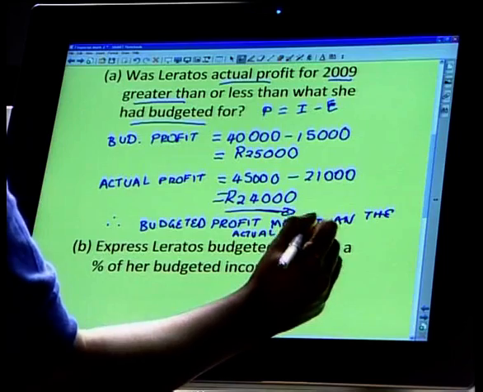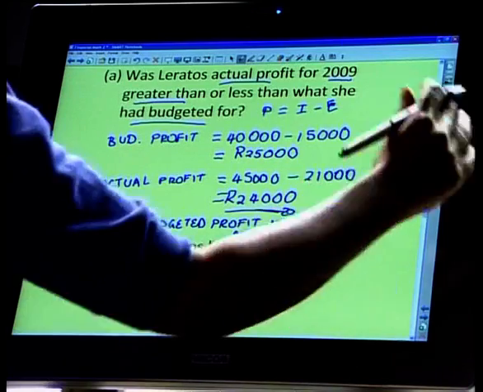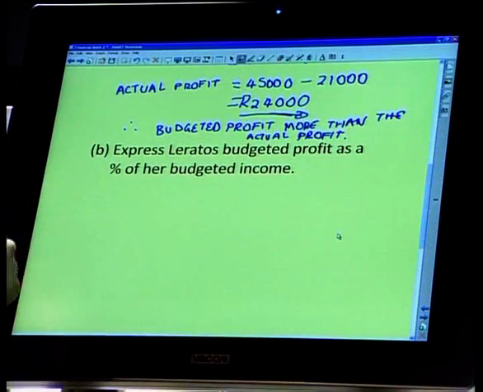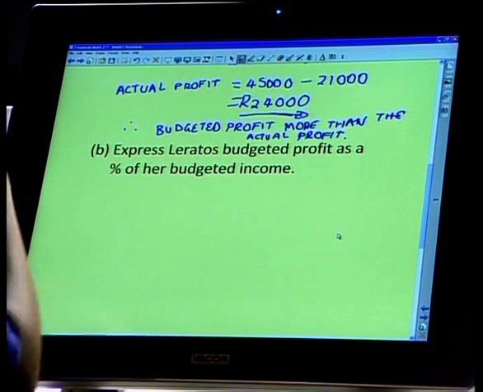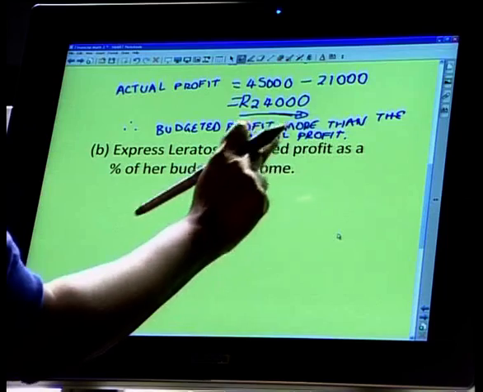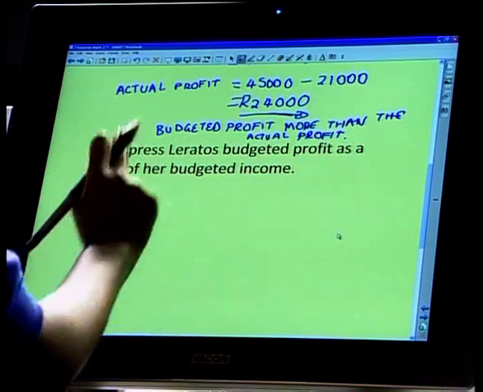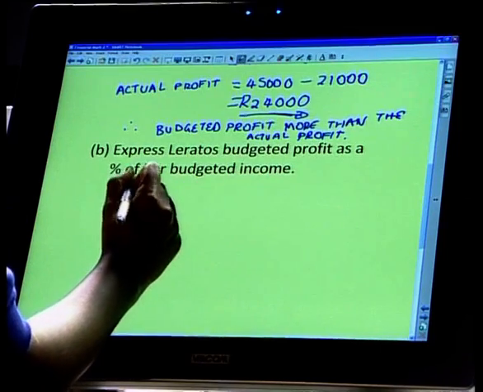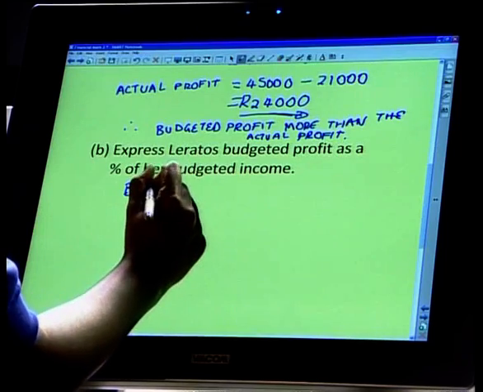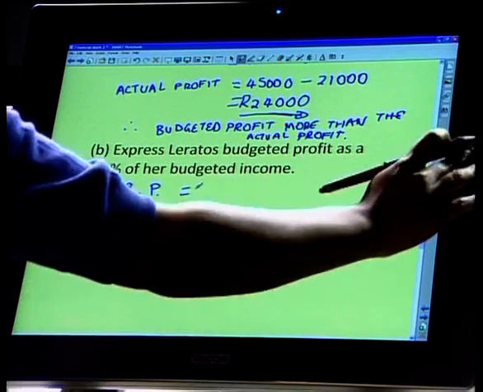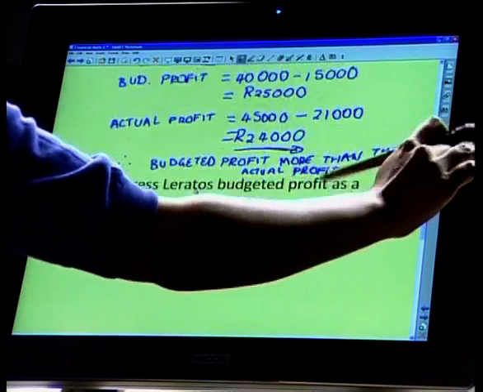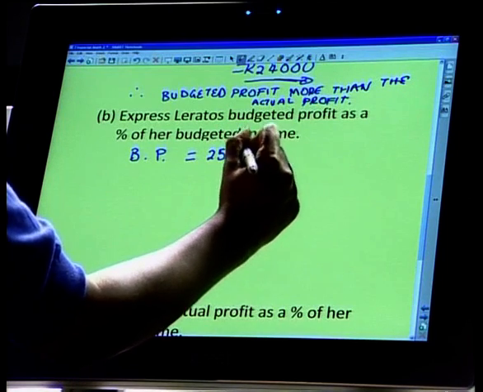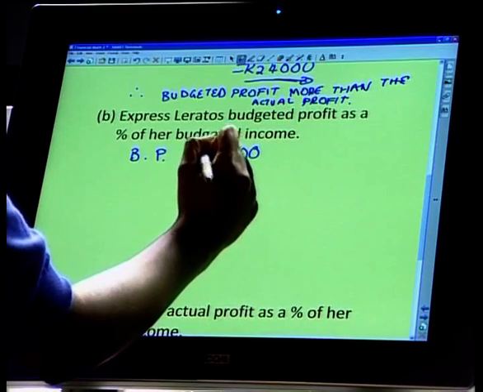So the budget is really just a guideline, okay? And Lerato doesn't want to go too far away from her budget, so she's not too bad off. The next question wants us to express Lerato's budgeted profit as a percentage of her budgeted income. So her budgeted profit, BP, was in fact 25,000 Rand. That's her guideline.